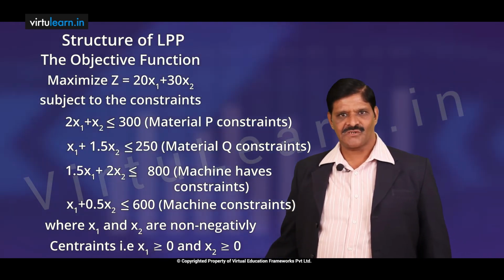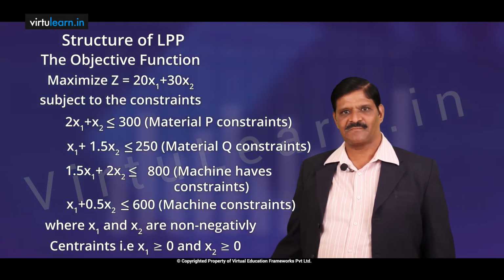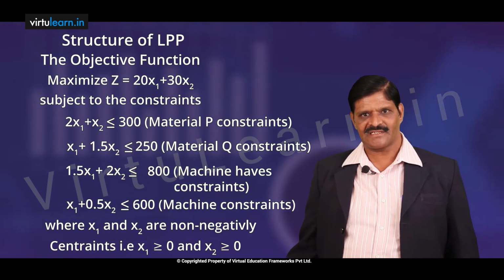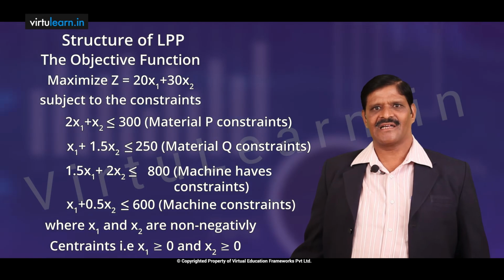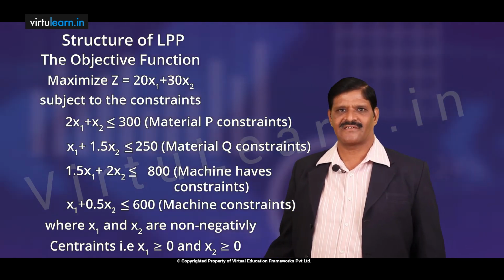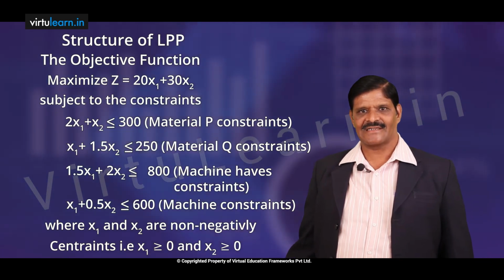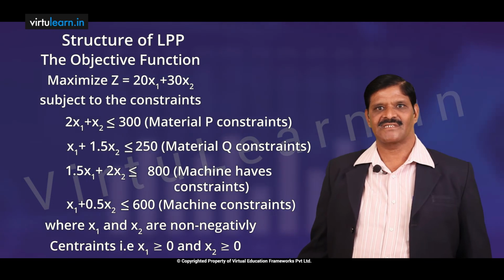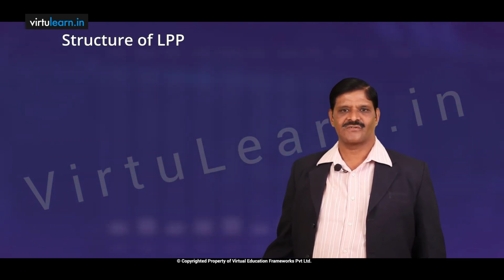So when an organization has to produce certain kinds of products, they will require inputs in the form of raw materials, machine hours, or man hours, or there may be several other things that might result in some constraints. A constraint is nothing but a limitation on usage or availability of a certain resource.